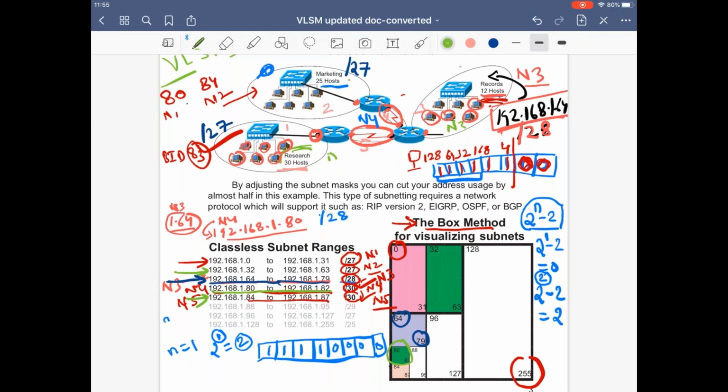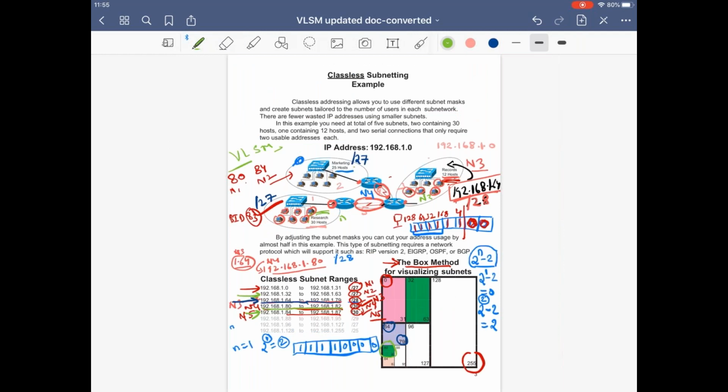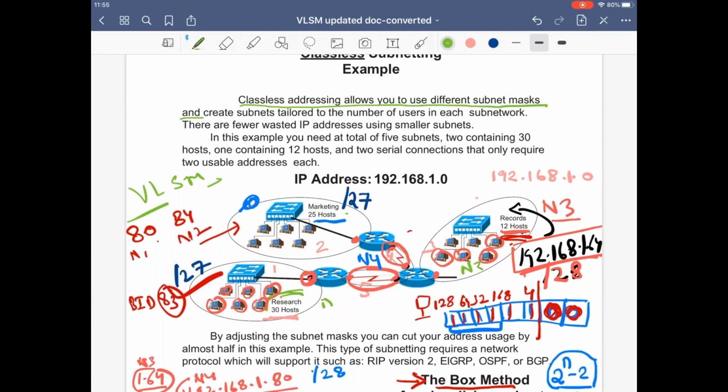In this way, we do classless subnetting. Classless addressing allows you to use different subnet masks and create subnets tailored to the number of users in each subnetwork. There are fewer wasted IP addresses using smaller subnets. This is VLSM and classless. It is also known as classless addressing, classless subnetting.